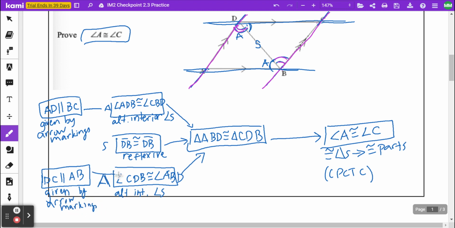And then here we have an uninterrupted logical chain. I've got the parallel lines that allow me to make the claims about my angles. I've got the side, which is between the angles. But angle, side, angle congruence, therefore allows me to claim that the triangles are congruent. Congruent triangles have congruent corresponding parts. Therefore, I can say that angle A is indeed congruent to angle C. Next problem.